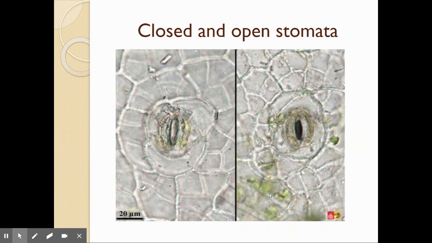So this is what it looks like on the underside of the plant under a microscope. Okay, this is under 20 nanometers, so it's pretty small. You can see on the left side that the stomata is closed, and on the right side, you can see the stomata is open, and that is controlled again by the guard cells.